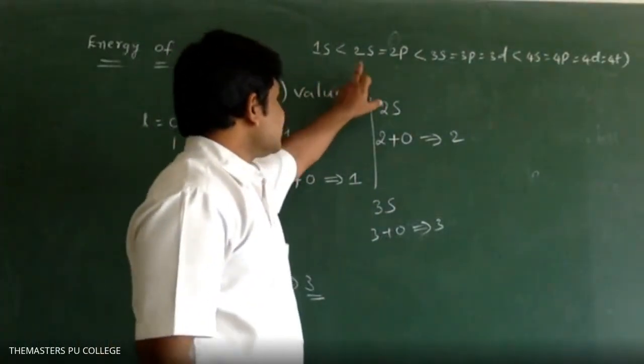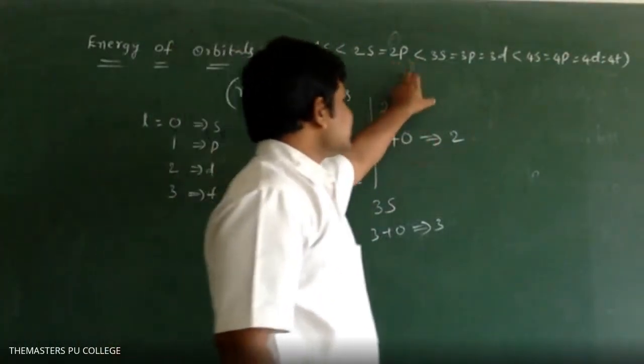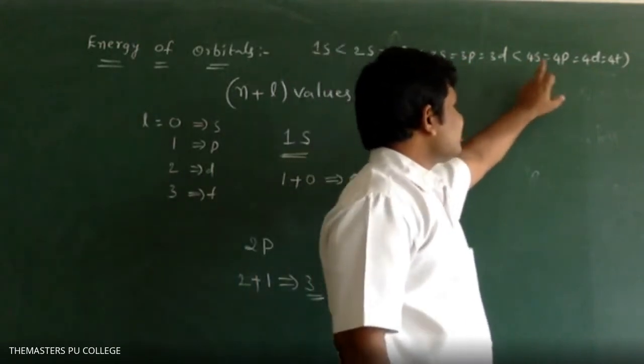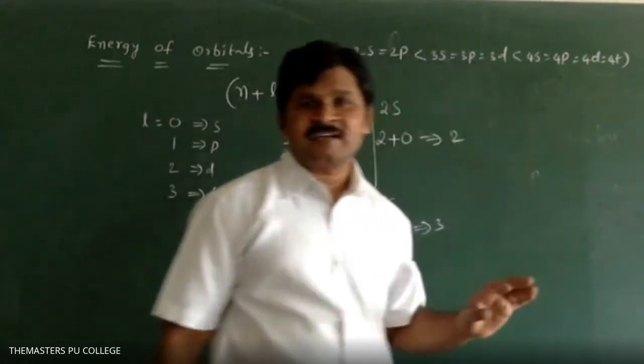1s is less than 2s equal to 2p, which is less than 3s equal to 3p equal to 3d, which is less than 4s equal to 4p equal to 4d equal to 4f.